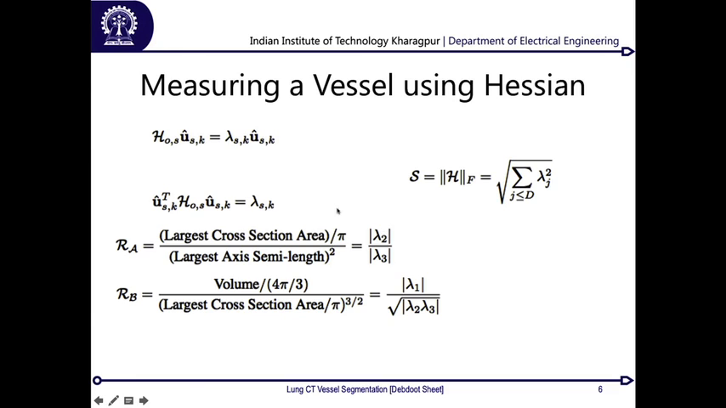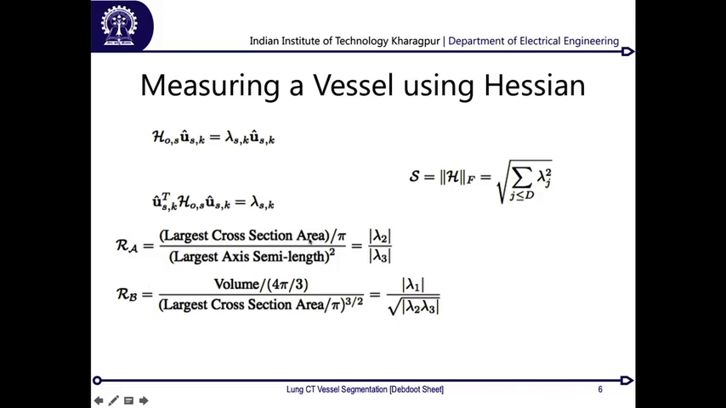Now from that, what these authors had derived were two different coefficients called Ra and Rb. Okay. Now Ra is basically the ratio between the largest cross sectional area to the largest axis semi length. So largest cross sectional area means that if I have a cylinder over there and I chop it off, what will be the total cross sectional area, and my largest axis semi length means if I assume that this cylinder is a finite cylinder, then I will have my largest axis which is along the axis over there. So what is half of that length?